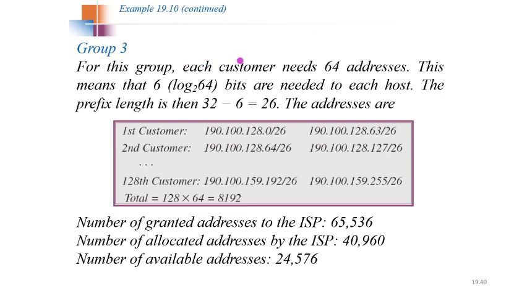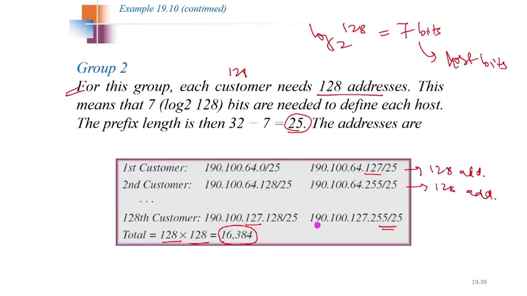Next is the third group. Here 128 customers are there, and each needs 64 addresses. 64 addresses means log 64 to the base 2, which comes out to be 6. So 6 bits will be used for 64 addresses, and we will be changing the last 6 bits. So this was the last address.